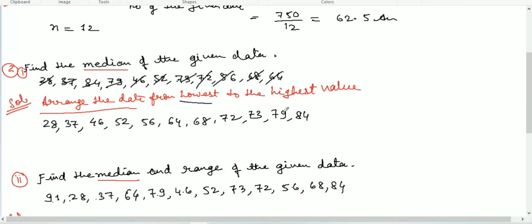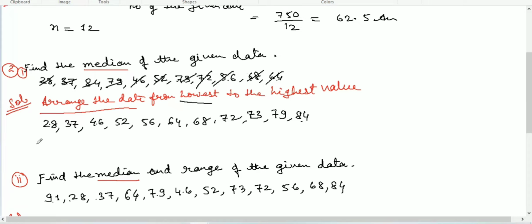And at last, just count both the numbers so that you will see that you didn't miss any number. So 1, 2, 3, 4, 5, 6, 7, 8, 9, 10, 11. And in the arranged data we have 1, 2, 3, 4, 5, 6, 7, 8, 9, 10, 11. It means we didn't miss anything.